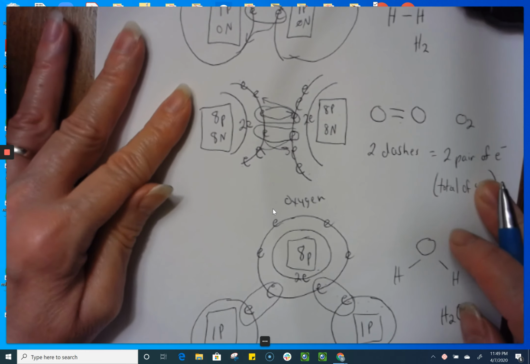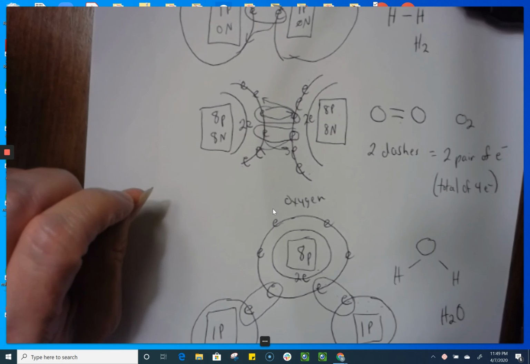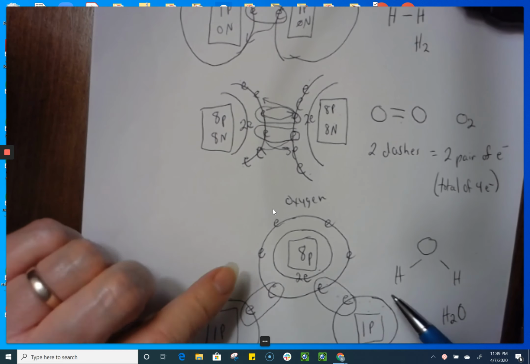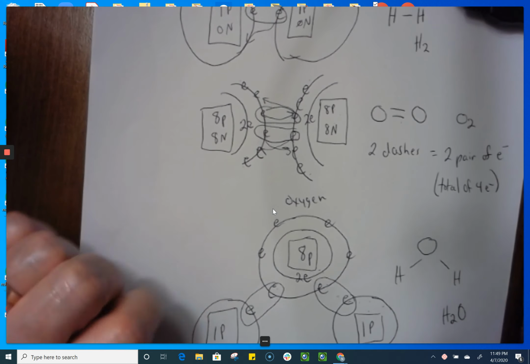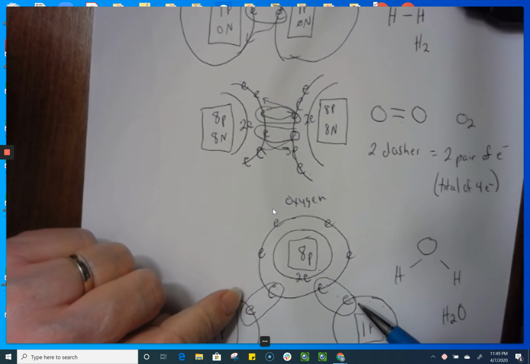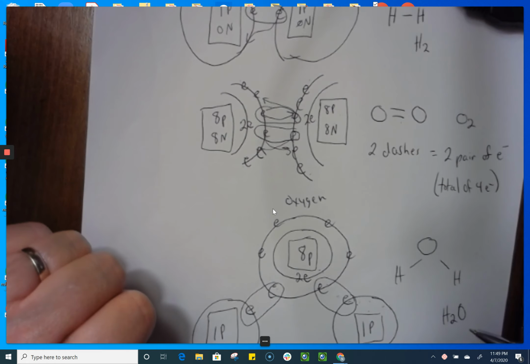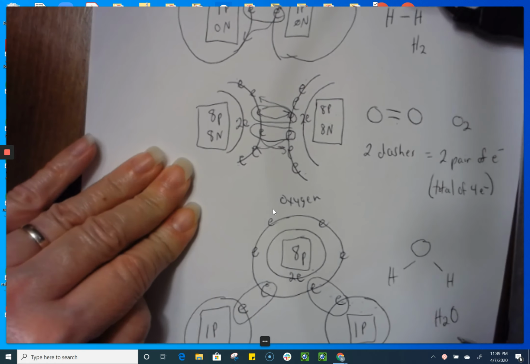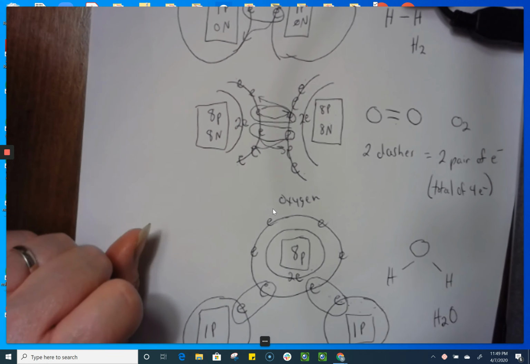So basically, covalent bonds share valence electrons to fill the outer energy levels, and that stabilizes the atoms. So that's how covalent bonds work.